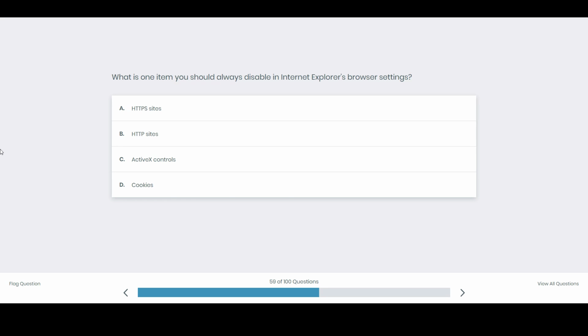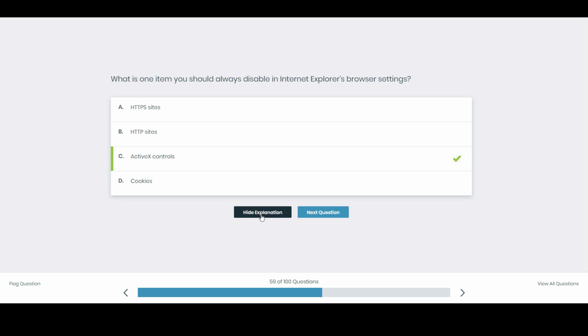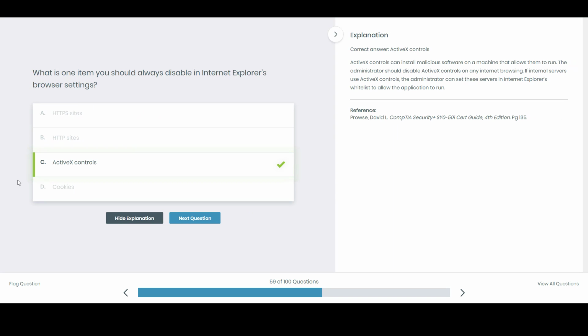What is one item you should always disable in Internet Explorer browser settings? Yeah, ActiveX control. You need to disable that one. ActiveX controls can install malicious software on a machine that allows them to run.